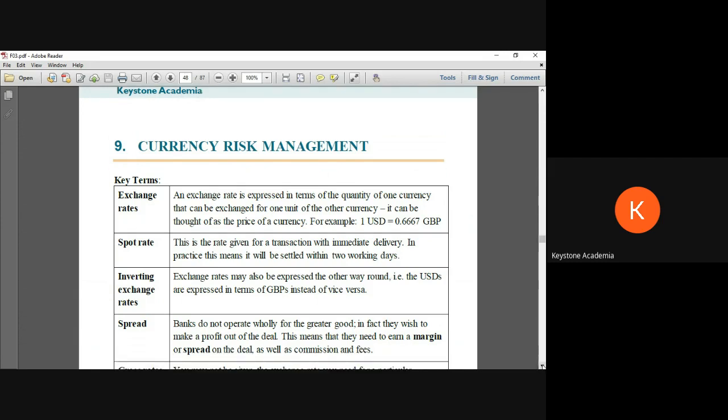Though we don't have direct currency risk now, obviously when we go for a new market or go into international operation, it might come in.